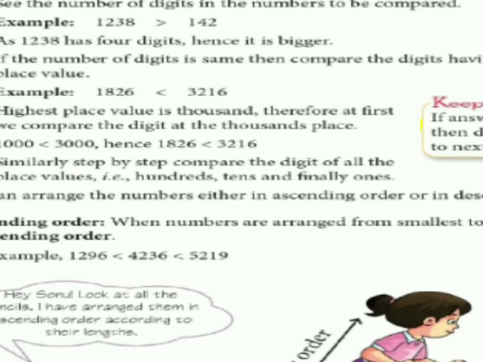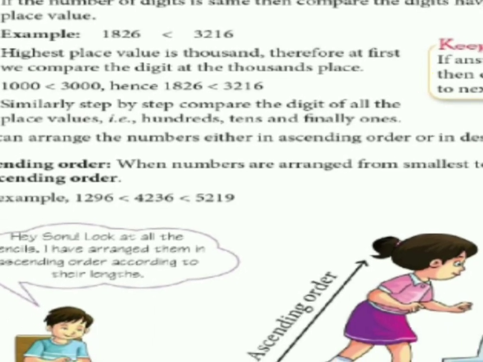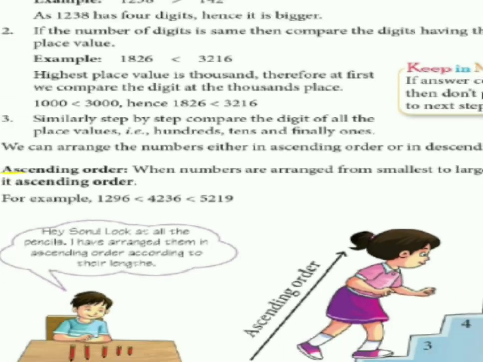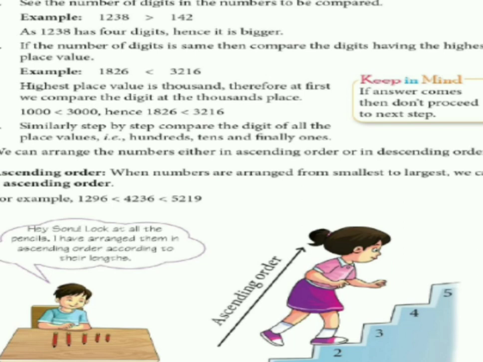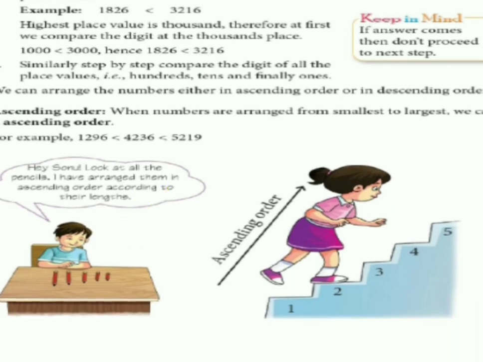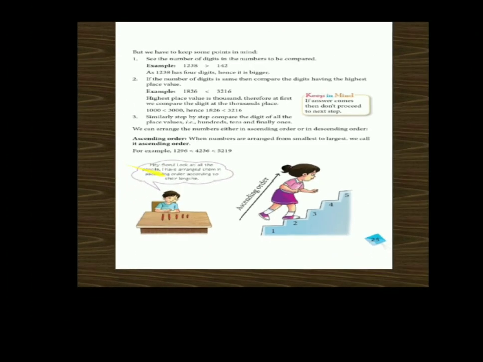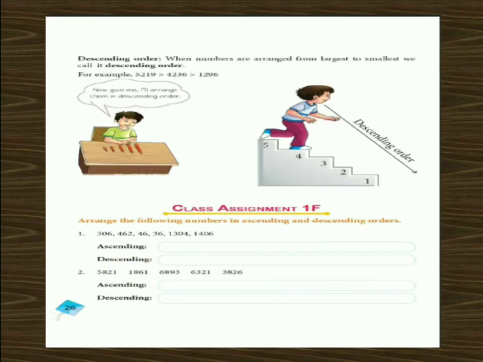similarly, as you can see, the step by step comparing of the digits, all the place values, that is hundreds, tens and finally ones. We can arrange the numbers either in ascending order or in descending order. Ascending order, when the numbers are arranged from smallest to greatest, we call it ascending order. Okay, as you can see here, in the very first you will put the smallest one, then you will put a greater one, then greater again. And this is the same manner for descending order also, that you can see here, move down the stairs. It means the biggest one, then smaller, then smaller, then smaller.